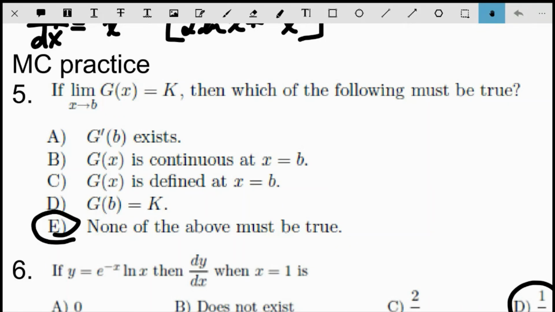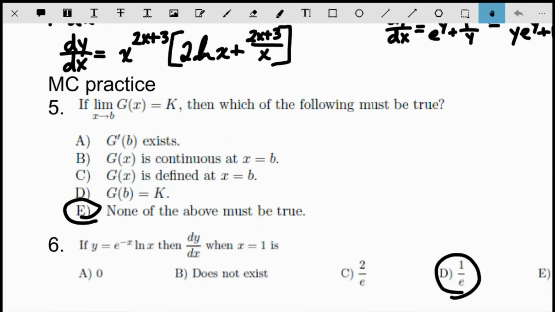Again, it says g of x is defined. I don't know that. If I knew what the function value was, I could say that. And then it also says g of b is equal to k. And again, I don't know that. If it was continuous, d would be true, but I don't necessarily know that. So that's just a little bit of review, thinking about the idea of continuity.